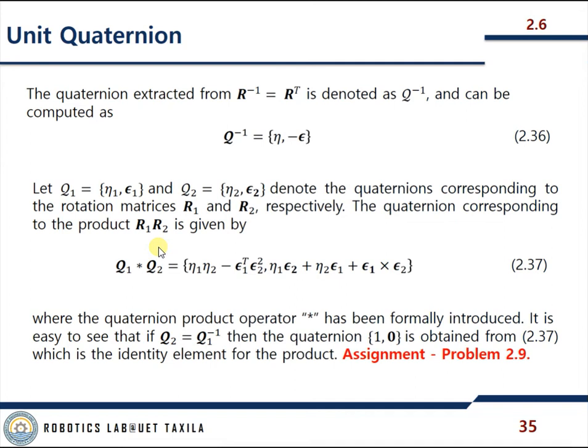This is the quaternion product, which has been formally introduced. It is easy to see that if Q2 is equal to the quaternion inverse, then the quaternion (1, 0) is obtained from 2.37. Okay, so you can verify it. You'd get 1 from here and 0 from here, which is the identity element for the product. So this is assignment problem number 2.19, to verify it.